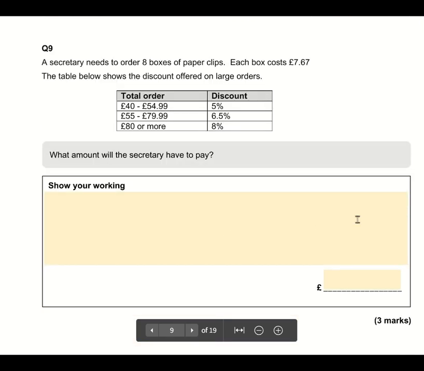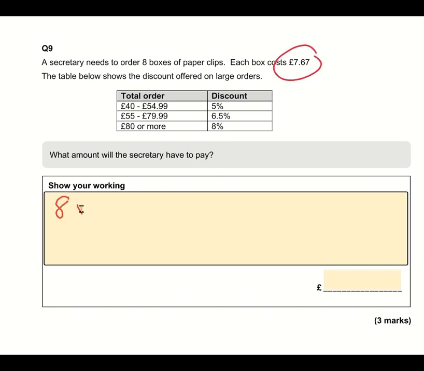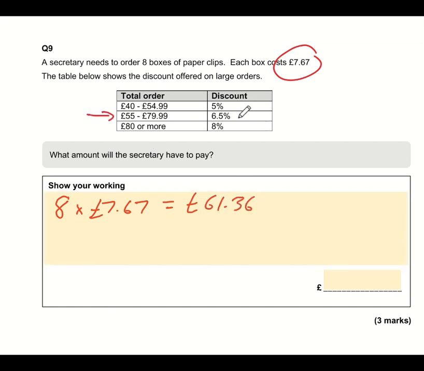Okay, question number 9. She's buying 8 boxes of paper clips at £7.67 per box. So that is going to be 8 lots of £7.67, and 8 lots of £7.67 comes to a total of £61.36. She will be receiving a 6.5% discount. So that means she's going to be paying 100% minus 6.5%, which is 93.5%. So what is 93.5% of £61.36?